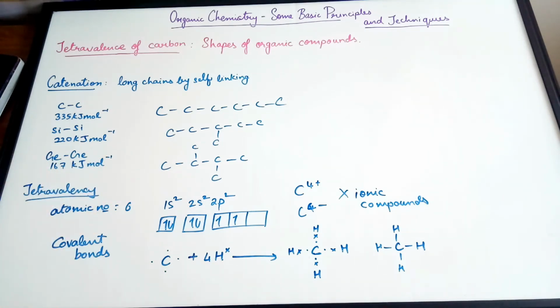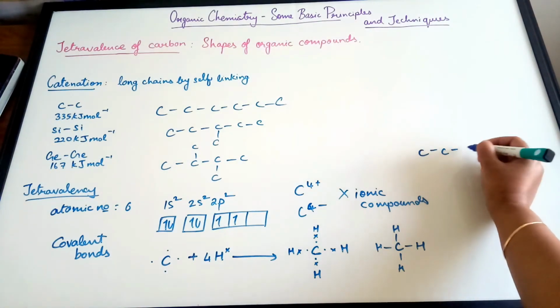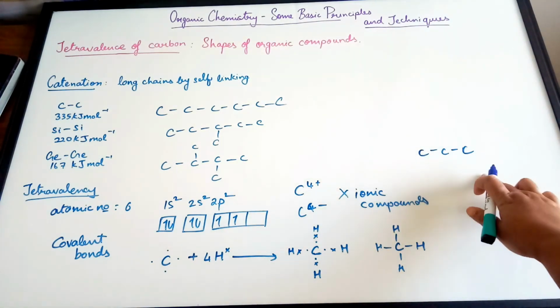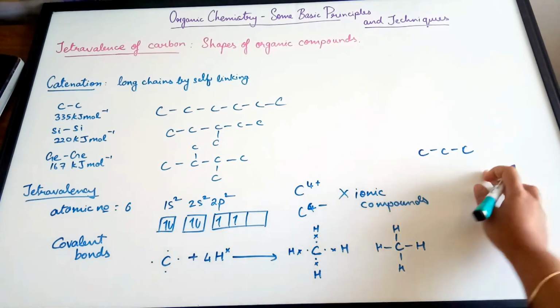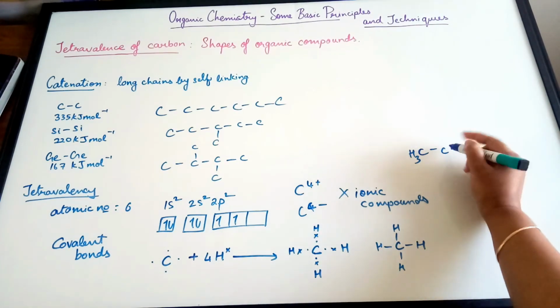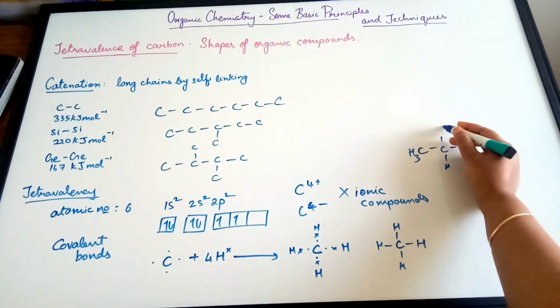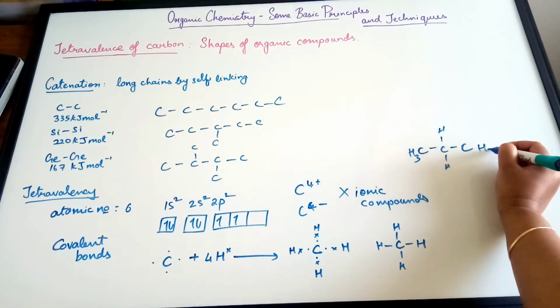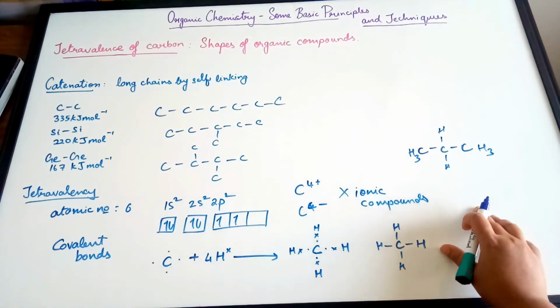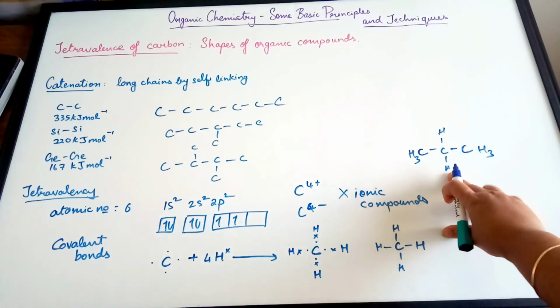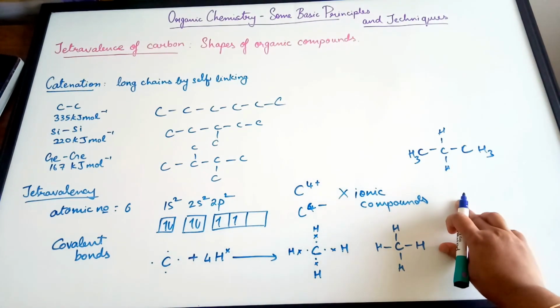So in this also, suppose let's take 3 carbons together. Now to fill out its octet, we will be having 3 hydrogens in the first carbon, 2 hydrogens in the second, again 3 hydrogens in the third. This shows that each carbon atom has 4 bonds.